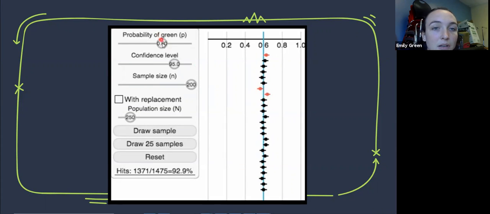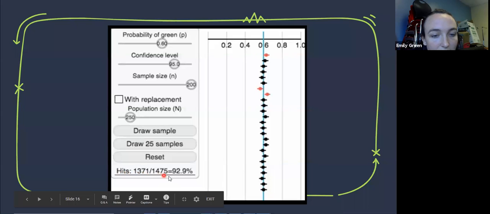And the reason they're wrong is because I took my sample size to be 200, right? But my population was 250. So 200 out of 250 is way more than 10% of the population. And when you do it this way, you're going to have a few samples that are not going to predict what the mean is correctly.